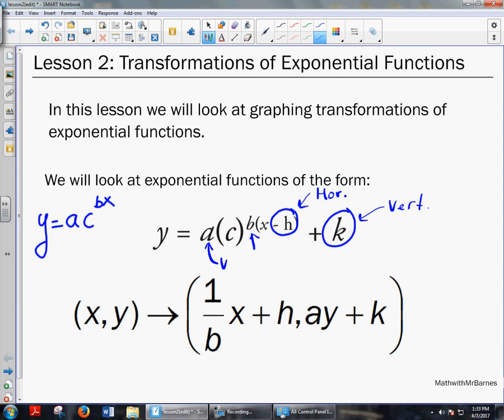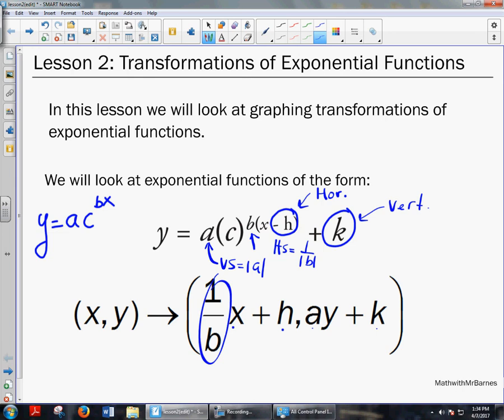This is actually connected to the vertical stretch. Vertical stretch is equal to the absolute value of a, and the horizontal stretch is equal to the absolute value of 1 over b. This is stuff that we learned before when we were doing translations. So the mapping rule stays the same, and all of this should be familiar to you. The mapping rule is (1/b x + h, a y + k).